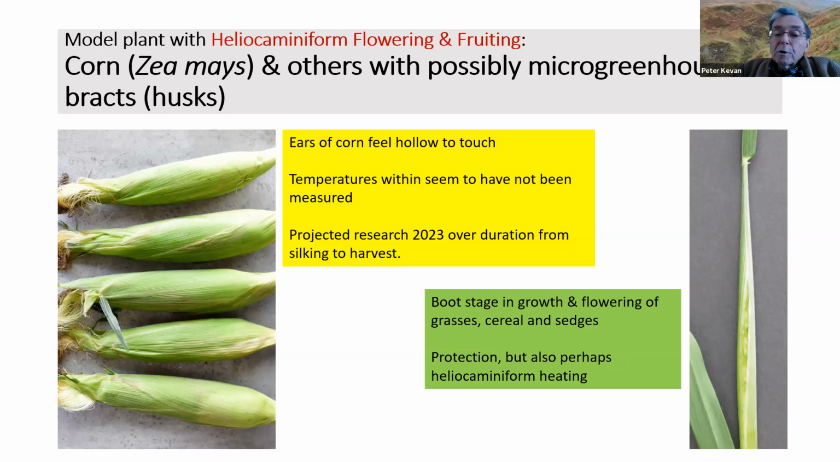And similarly, the boot stage in the growth and flowering of grasses, cereals and sedges, these are presumed to function in protection, but they may also work very nicely in heliocampiniform heating. Next.